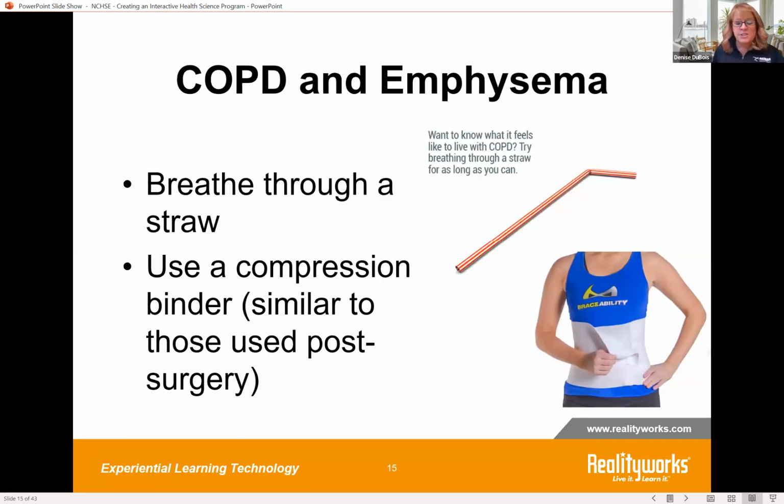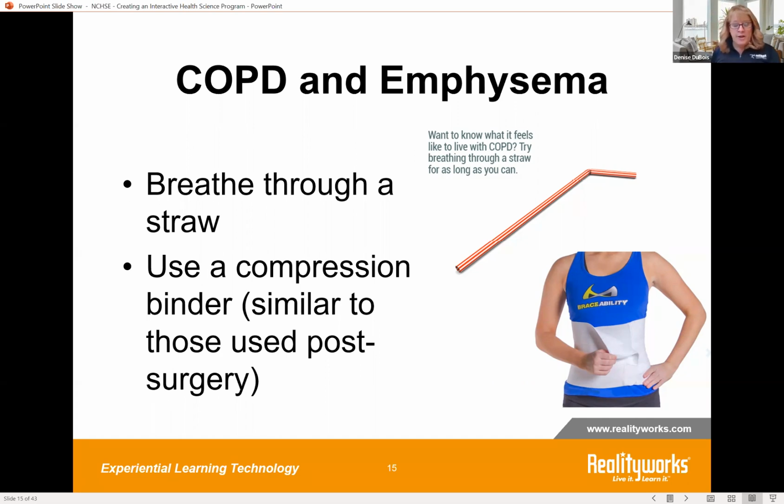Now, here's an idea for COPD and emphysema. To simulate conditions like that, you could do the following. One thing to do, very easy, have your students breathe through a short straw as long as they can. It sounds easy, but it's really not. After a while, it's very fatiguing, and claustrophobic is the wrong word, but it makes you gasp for air because you aren't breathing at full strength. So it can be very effective.